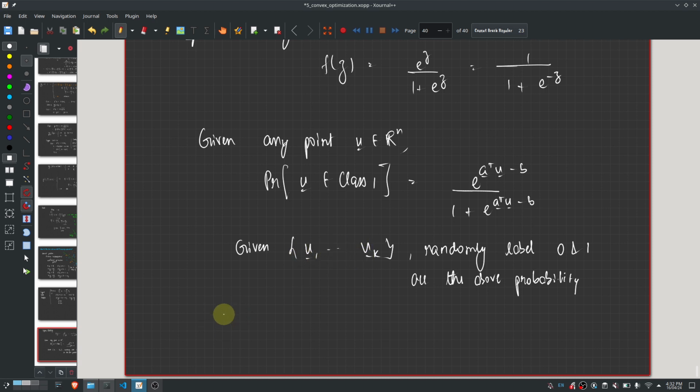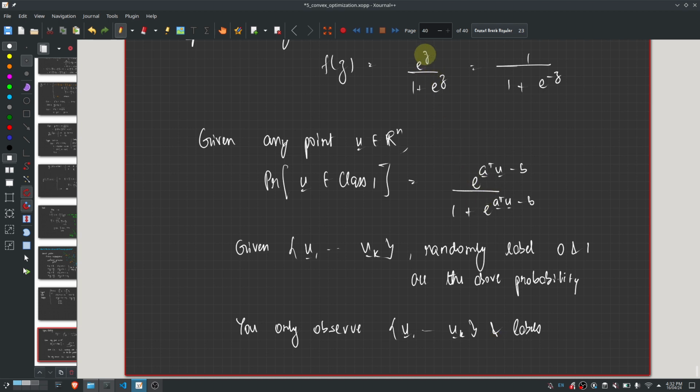So you observe the points u1 through uk and their labels, right? And your goal is to essentially compute A and B. Now, why does this particular model make sense in the context of linear classification?